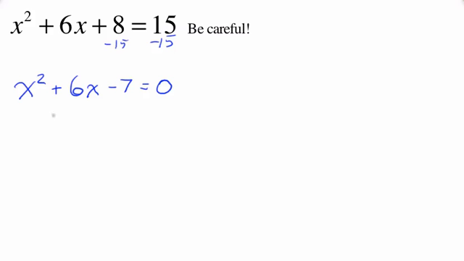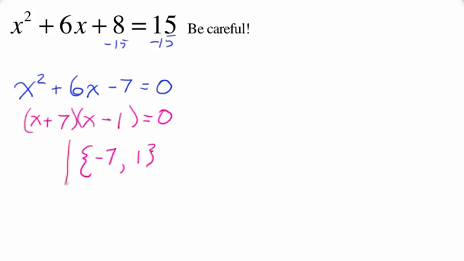Now I can do my factoring. And fortunately, this is a simple trinomial. And simple trinomials you should be able to factor by inspection. I have an x and an x. The product is negative 7, so one of these is going to be positive, one of them is going to be negative. What times what is negative 7 that adds up to a 6? That would be a positive 7 times negative 1. And so our final answer would be negative 7, comma 1.